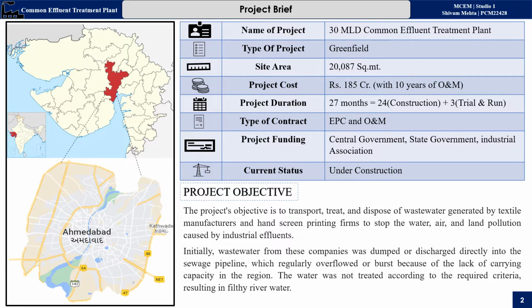Project duration for construction and trial run is 27 months, of which 24 months is for construction and 3 months is for trial and run. Type of contract is EPC, engineering, procurement and construction, which also includes 10 years of operation and maintenance. Project funding is done by the central government, state government and industrial association. Current status of the project is under construction.